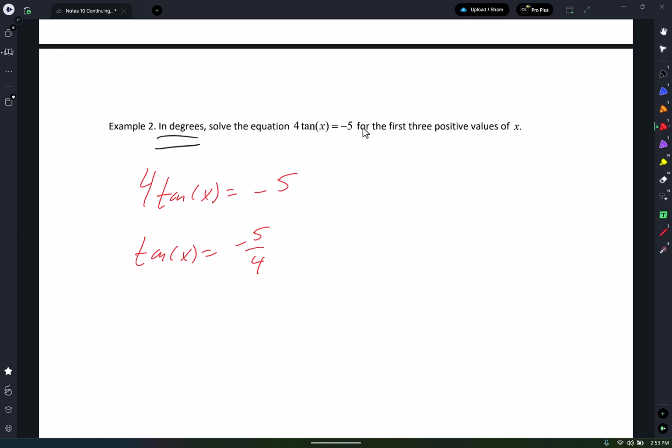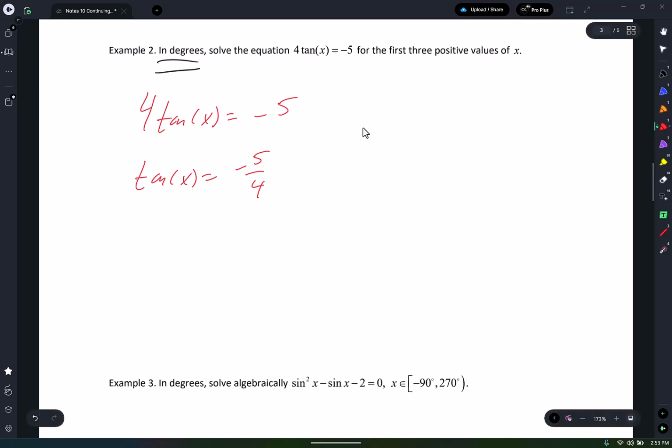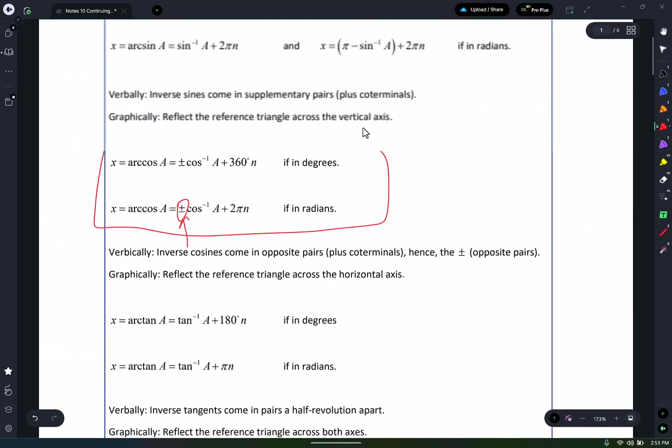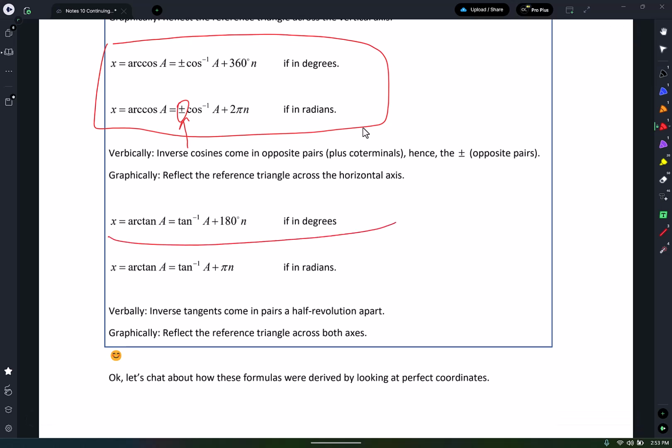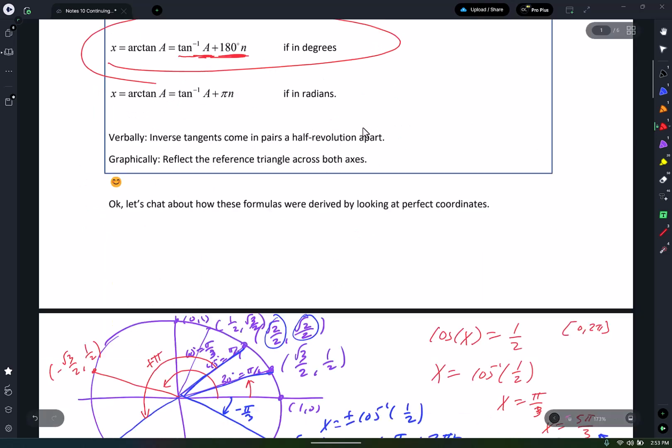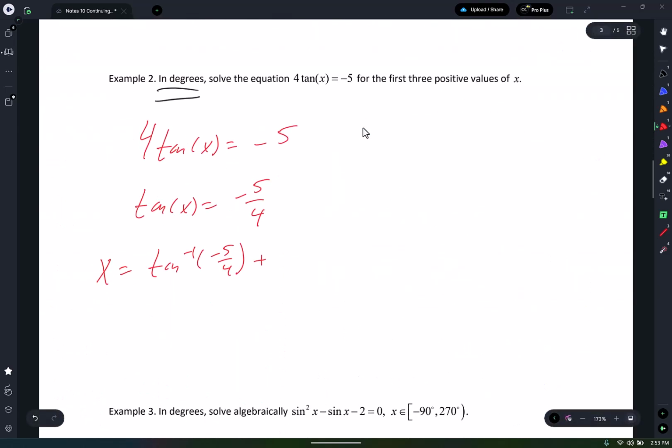All right, what's my next move? Inverse. x equals arctan of -5/4. And because we're in degree mode, I'm going to write plus, and all I'm doing is stealing it from here. Look what it says if you're in degrees. It says arctan of whatever you had plus what? 180n. I'm going to show you a hack with the calculator.